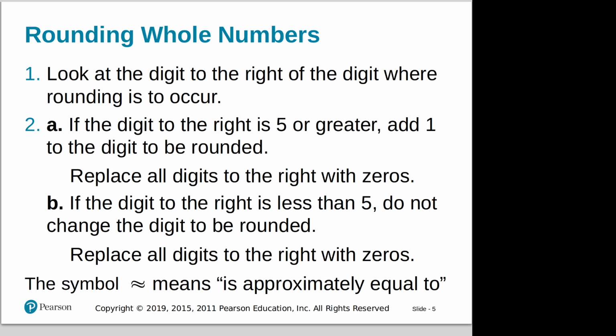And if we look at our rules here, we want to look to the right of where the rounding is to occur. And if it's 5 or greater, we round up, where we add 1 to the digit to be rounded and replace everything else with zeros. If the digit to the right is less than 5, we don't change the digit and we replace everything with zeros. And then we'll use this approximately equals to let us know what our rounding is going to be like.